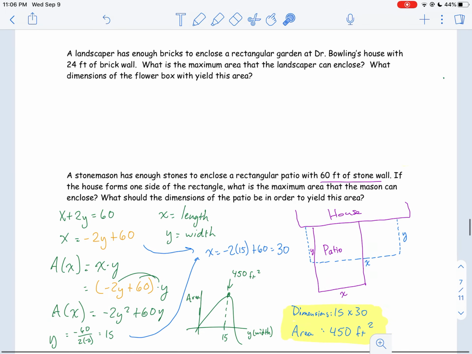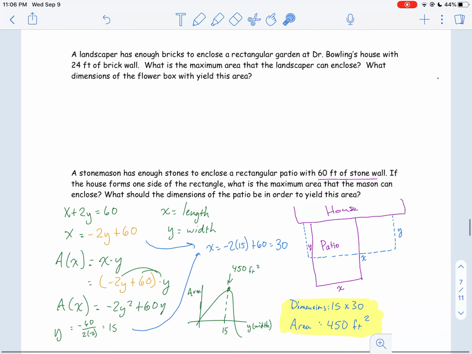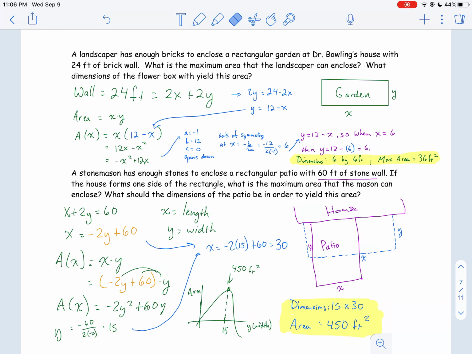All right. This problem up here is another similar type problem, but here it's not up against a house. You need bricks to go all the way around the garden. So pause the video and try this on your own. Here is the solution. You can take a look at it.